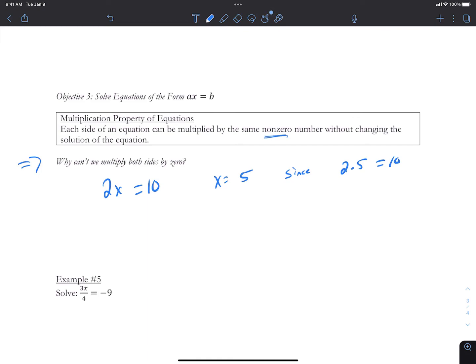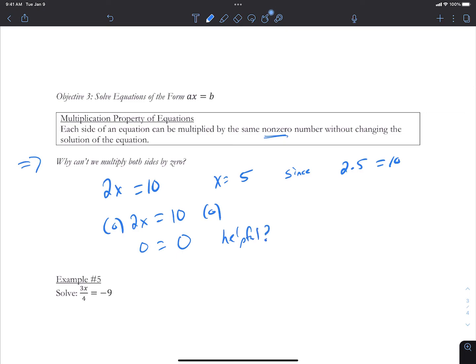That's pretty intuitive. But if I start with this equation, 2x equals 10, and I multiply both sides times 0, what I'm going to get on the left-hand side is 0, and 10 times 0 is 0. So both sides are 0 because of the multiplication property of 0. 0 times anything is just 0 back. So this isn't really helpful. It doesn't help me find a solution.